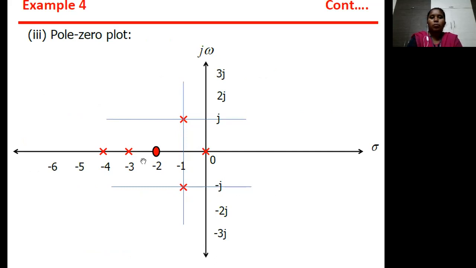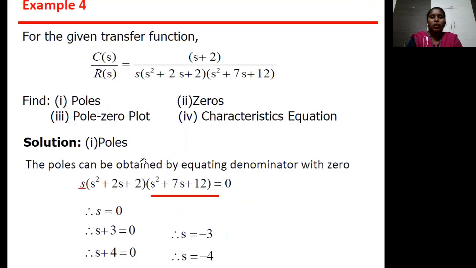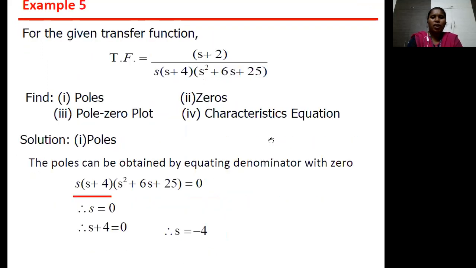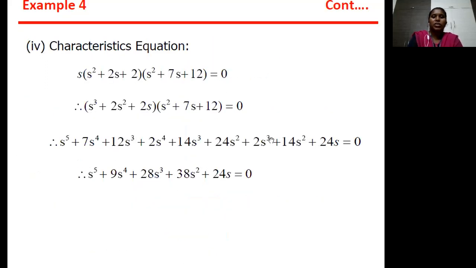So till now we completed the determination of poles, the determination of zeros, and the representation of poles and zeros on the S plane. Then what is our fourth aim in the problem? They ask to determine the characteristic equation also, right? So here I have to determine the characteristic equation. To determine the characteristic equation, I have to equate the denominator of the transfer function with 0, right?